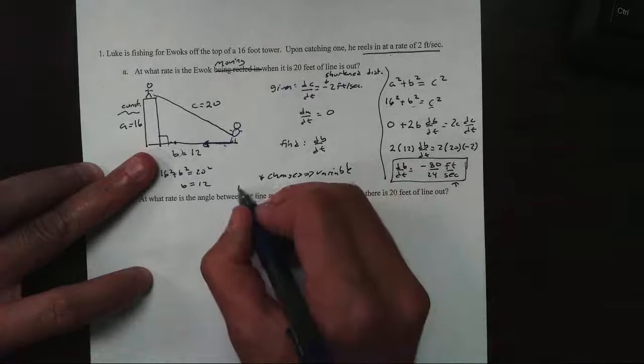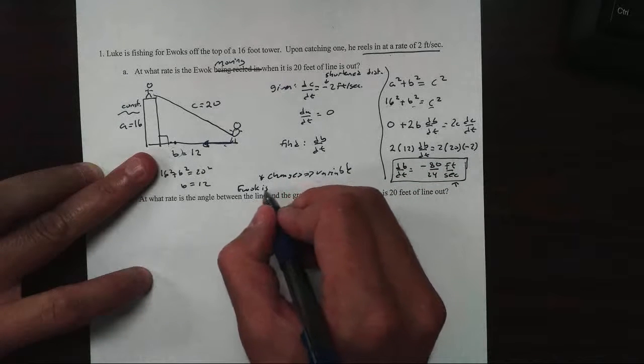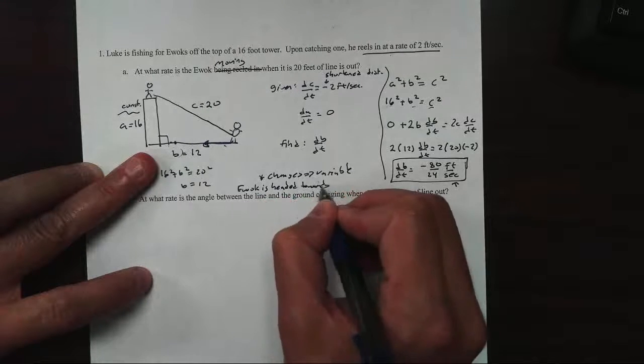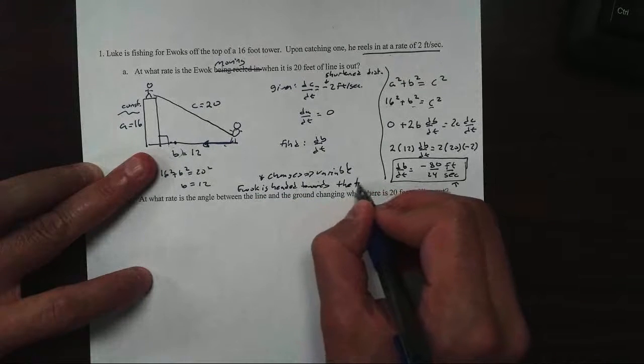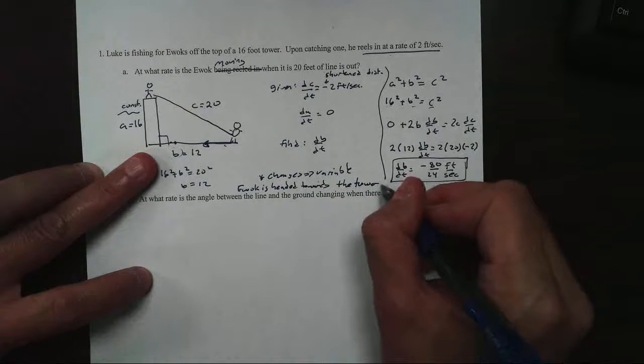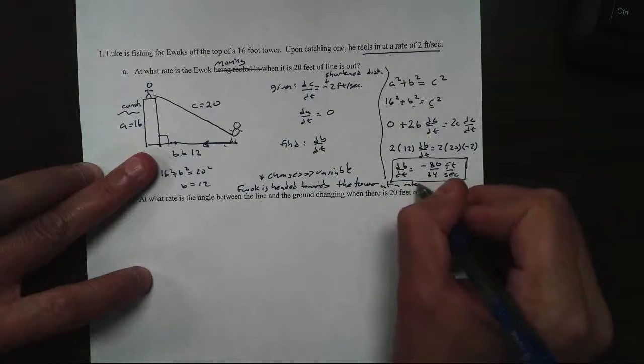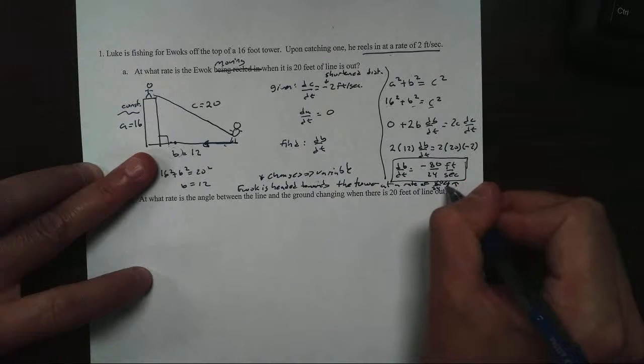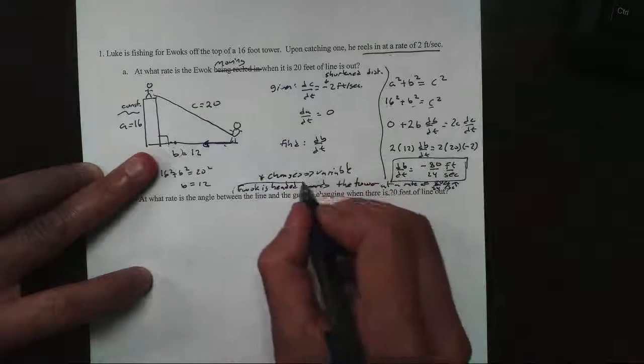So we can say that the ewok is headed towards the tower at a rate of, ran out of room, 80 over 24 feet per second. I know I ran out of room there. There we go.